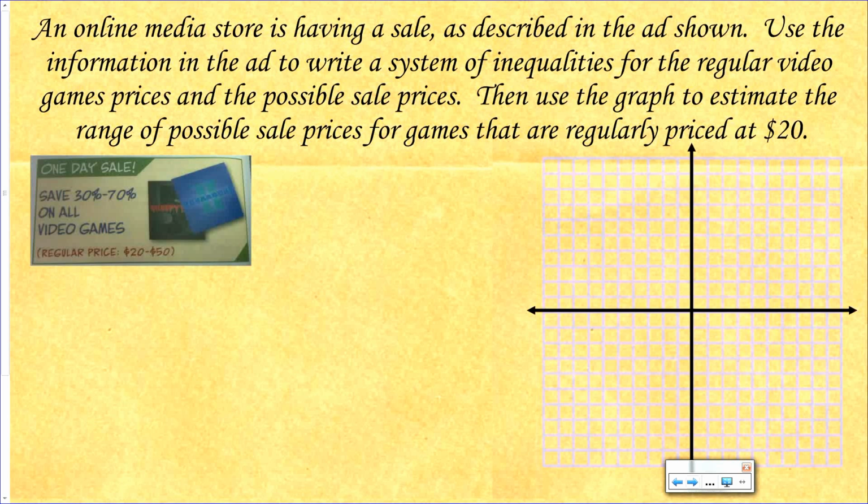The ad says, just so you know, 30 to 70% off on all video games from $20 to $50. So if they're less than 20, they're not on sale, and if they're more than 50, they're not on sale. Okay, we have to have two variables. What are my two variables? X and Y. Great.